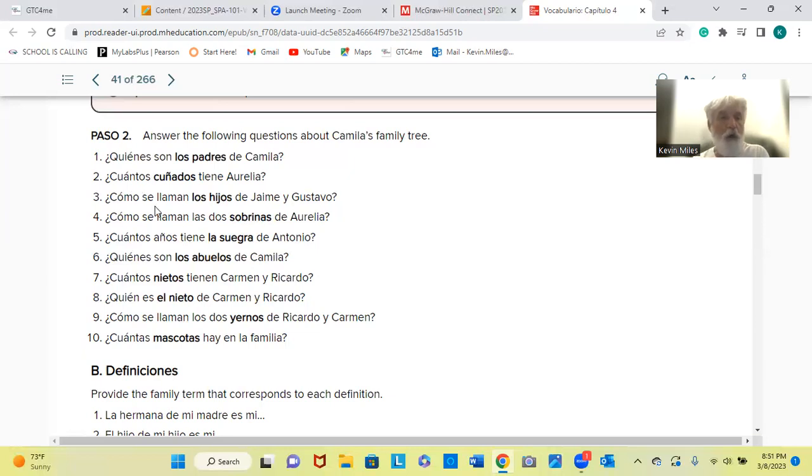Let's look at 3. ¿Cómo se llaman los hijos de Jaime y Gustavo? Okay, so ¿cómo se llaman? What is the name of? Okay, what is los hijos? The children. It literally means the sons and daughters, but we could make that now to mean children. ¿Cómo se llaman los hijos? What are the names of the children? Okay, of whom? Of Jaime and Gustavo. So what are Jaime and Gustavo's children's names is the way we would bring that into English.